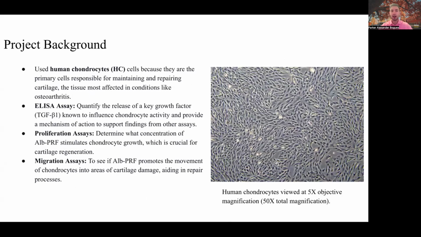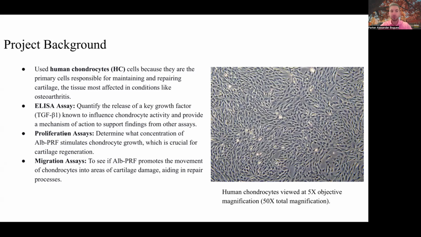So, project background. I used human chondrocyte cells because they are the primary cells responsible for maintaining and repairing cartilage in humans. It's the tissue that is most affected in conditions such as osteoarthritis. So it's a very good model to see if this treatment is a potential therapeutic for osteoarthritis. I did 4 types of assays. First, I did an ELISA assay, which I conducted to quantify the release of transforming growth factor beta 1 to influence human chondrocyte activity, and provide a mechanism of action to support findings from the subsequent assays I performed.